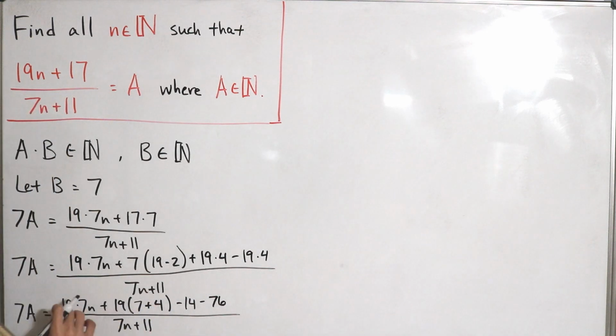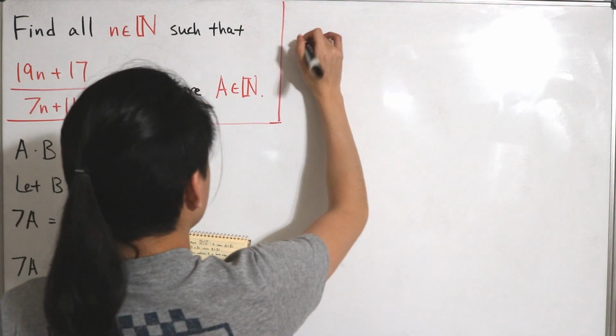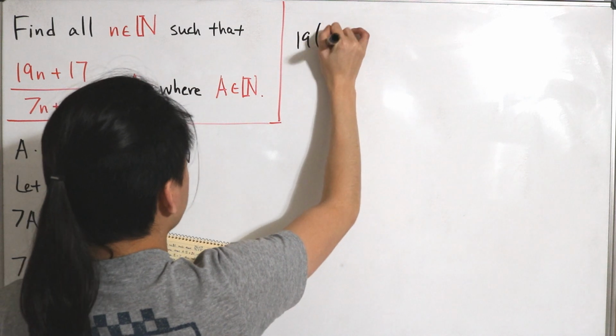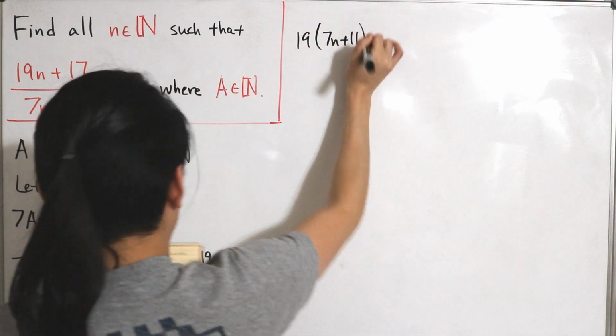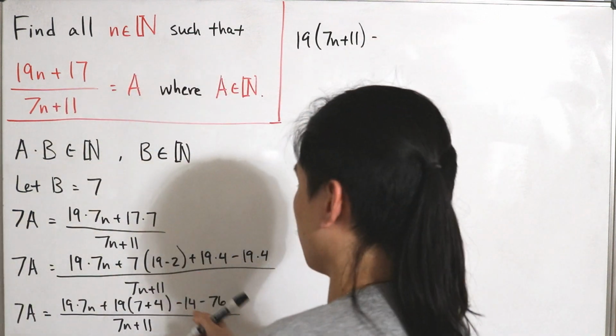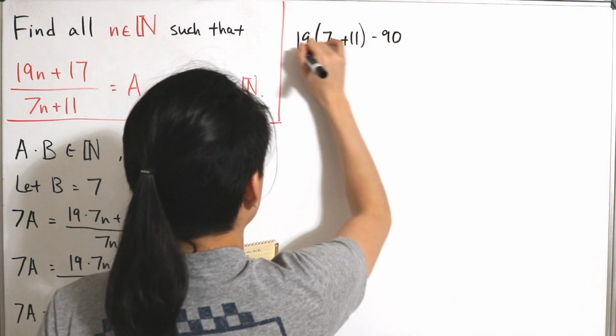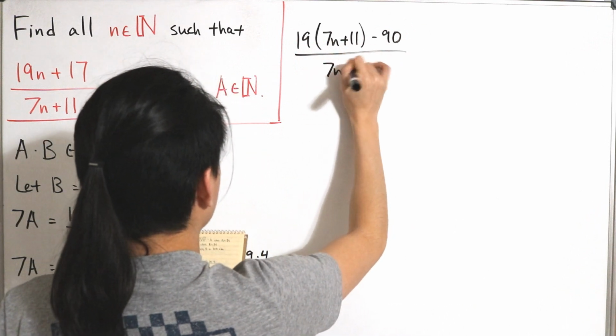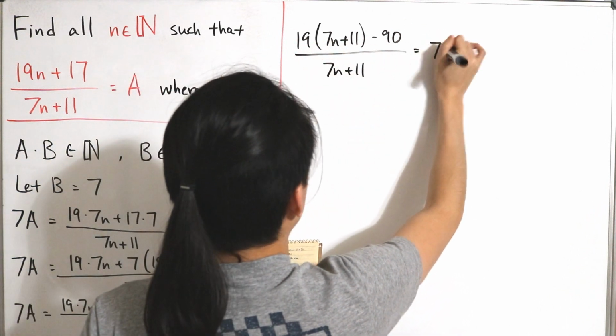And so again, I can actually factor out this 19 again. And so this means we're left with 19, then multiplied by 7n plus 11. Ooh, this is very interesting, as we see. Then minus 14 minus 76, that's minus 90, all being divided by 7n plus 11, and just say that this is still equal to 7a.